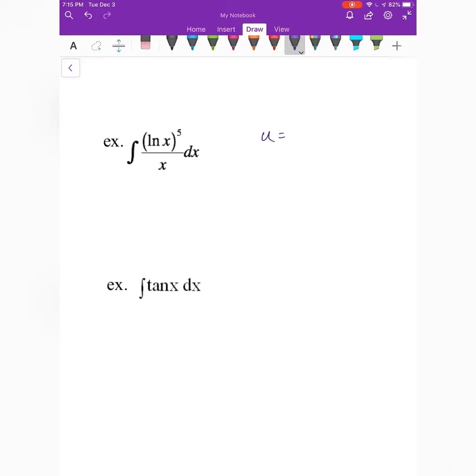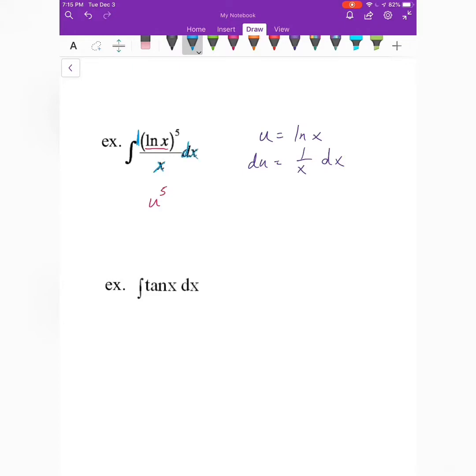And if you know your derivative rules, it makes life a little easier here, because the derivative of ln of x is 1 over x dx. Okay, so why is that nice? And I'll try to do this color-coded here. The ln of x is just u, okay? So you have u to the 5th on top. And technically, you have a 1 over x dx. So all of that can come out, and you just put in du for that. So now your problem is this.